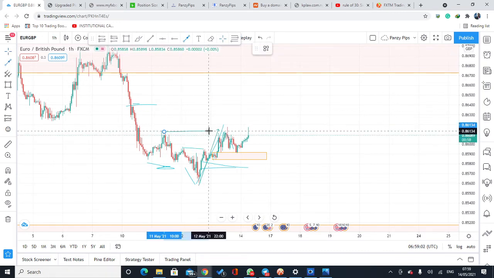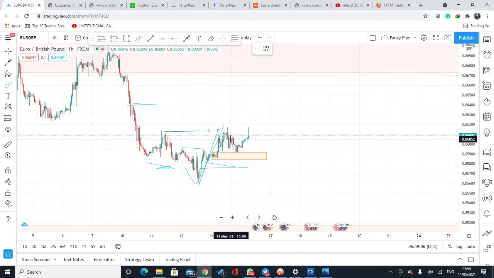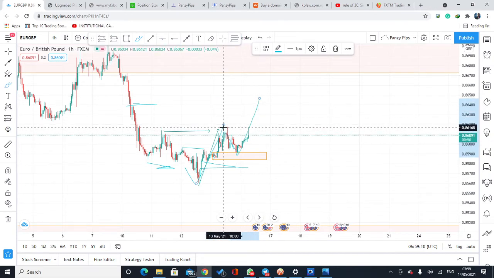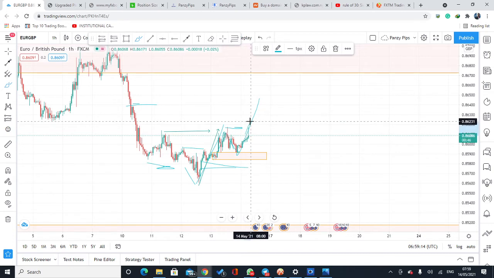Break above this structure took us all the way here. The market has come back down, come right into that other block at this point, and the market is expected to go up. For the market to take out this level, the market has printed equal highs there. Eventually the market should take out this level, come back down to test the other block that brings the demand, and then go all the way up.